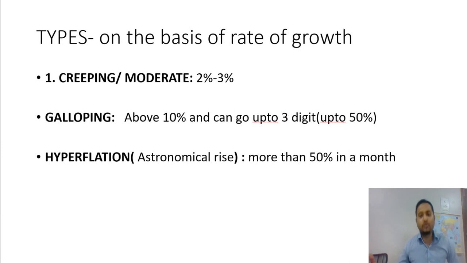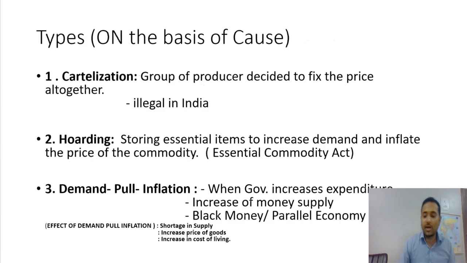Creeping is 2 to 3%, galloping is above 10% and can go up to 3 digits, that is up to 50%. But hyperinflation is very dangerous. It is like an astronomical rise. When we say astronomical rise, millions, billions, trillions are the words we use when calculating astronomical things. So that's why I use this term, astronomical rise, that is more than 50% in a month, is called hyperinflation.